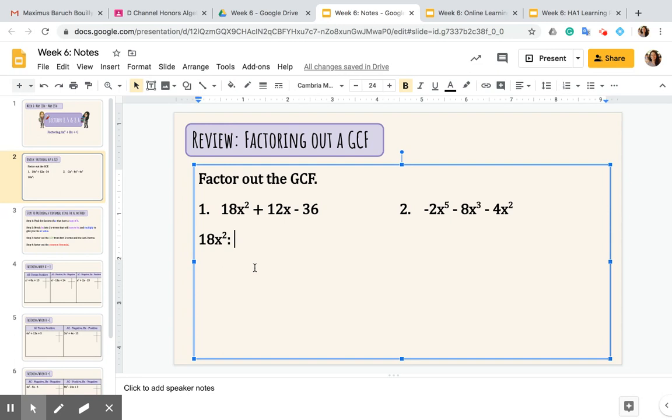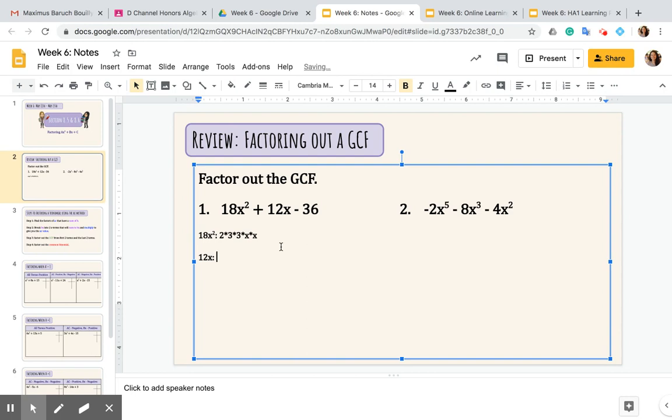So I can break 18 down into 2 times 9, or 2 times 3 times 3, and then I have x times x. I may want to make this font smaller because I'm going to need space here. Let's make it smaller. Let's do 14. Hopefully you guys can still see that. Let me know either in the assignment or email or even comment on this YouTube video if this is too small, and I won't make it this small again.